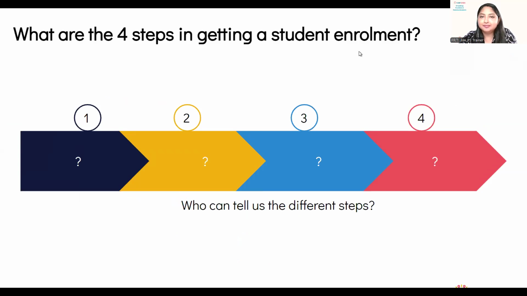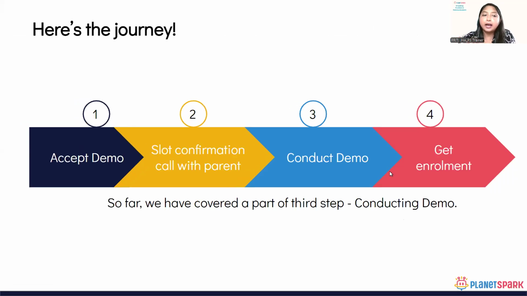Anyone? 4 steps. Yes. Accepting the demo. Nehal, that's correct. So first we accept a demo. Then what do we do? Yes, we make a call, slot confirmation call, correct. Third step is to conduct the demo, and finally you get the enrollment. Very good. Perfect. So first step is to accept the demo. Second step is to call the parent, confirm the slot. Third step is to conduct the demo, and finally you get the enrollment after the counseling session.